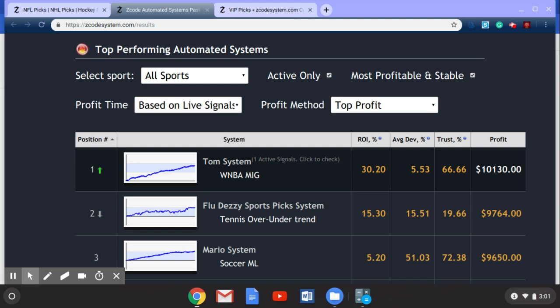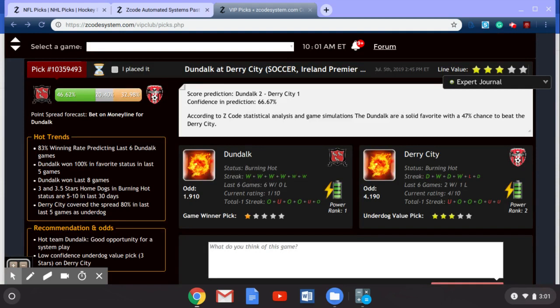And before we go any further, let's go over to look at the soccer picks that we have outlined for this week on July 5th and July 6th. So guys, what we're going to do is start out in the Irish Premier Division, and we're going to take a look at Dundalk taking on Derry City.